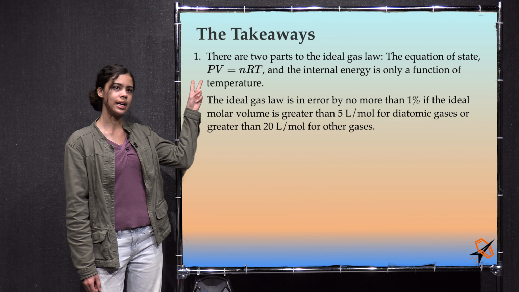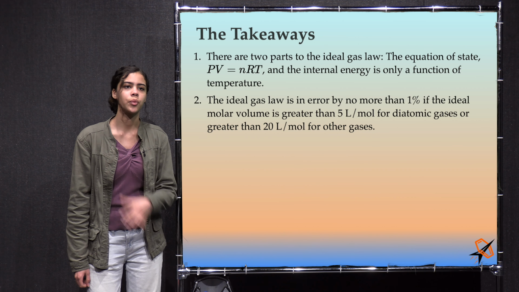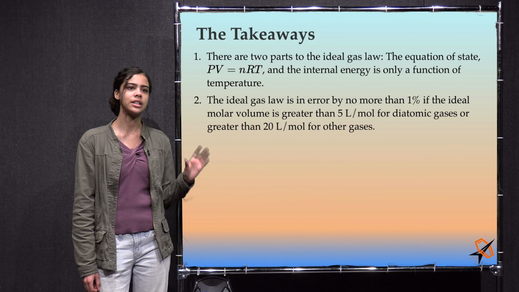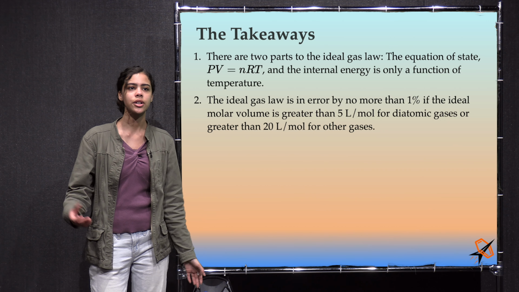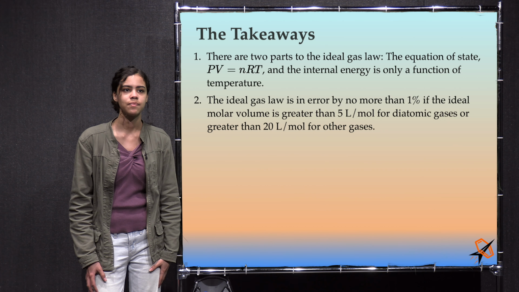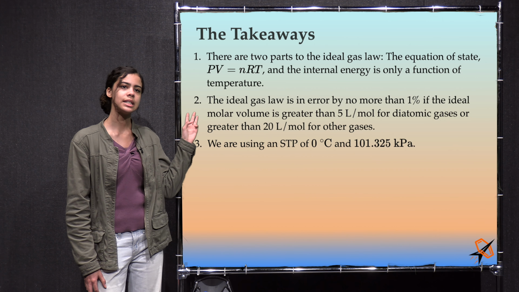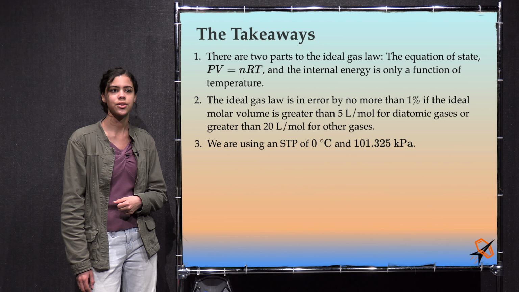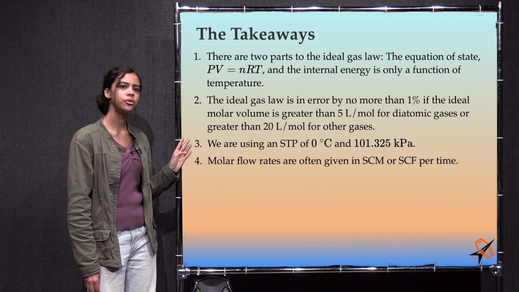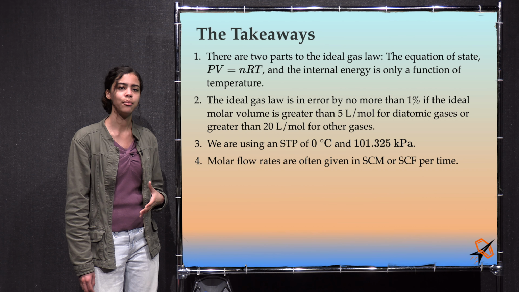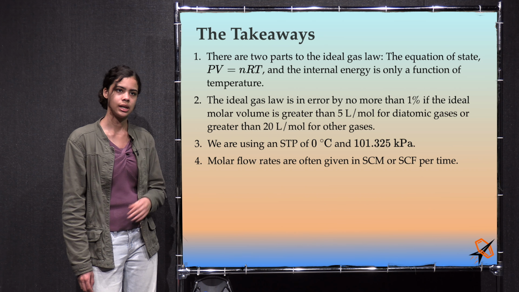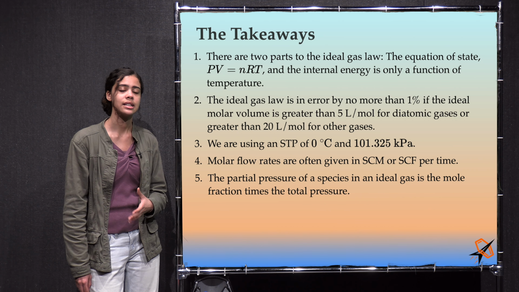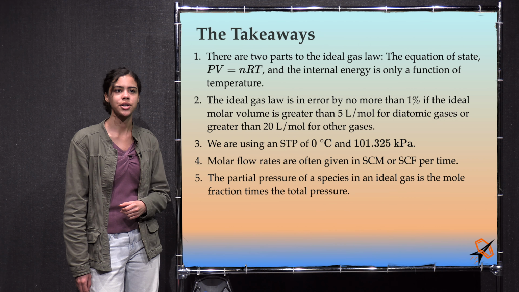2. The ideal gas law is in error by no more than 1% if the ideal molar volume is greater than 5 liters per mole for diatomic gases, or greater than 20 liters per mole for other gases. 3. We are using an STP of 0 degrees Celsius and 101.325 kilopascals. 4. Molar flow rates are often given in SCM or SCF per time. 5. The partial pressure of a species in an ideal gas is the mole fraction times the total pressure.